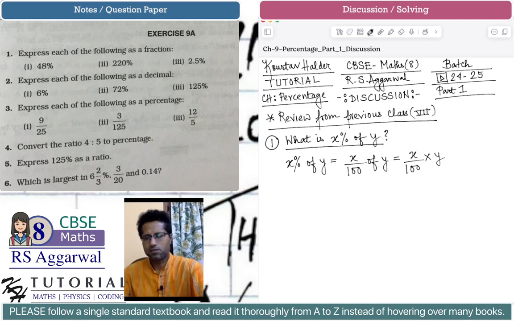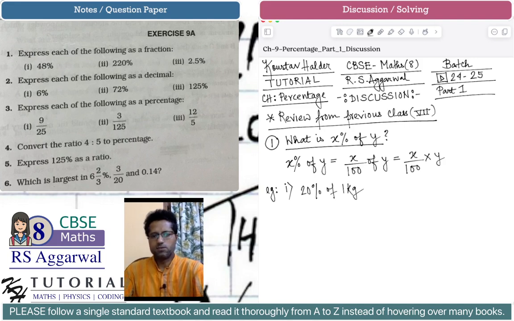So x percentage of y means it is x by 100 of y, and the of operator means multiplication, so it is equal to x by 100 multiplied by y. So let's see an example. Let's say what is 20% of, let's say 1 kg, 20% of 1 kg.